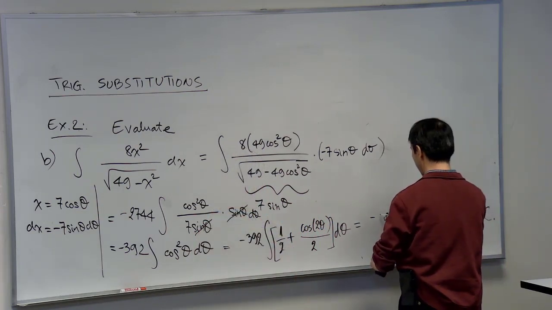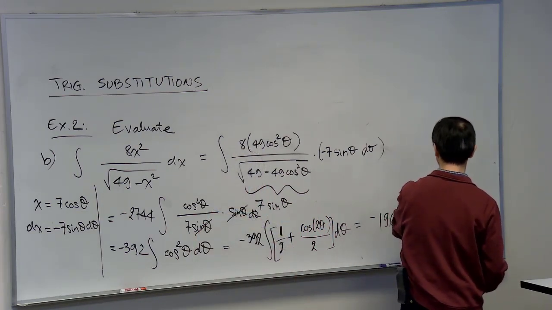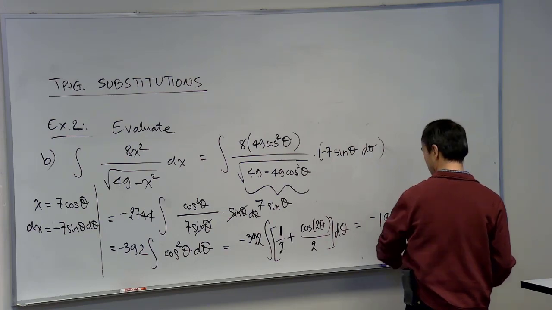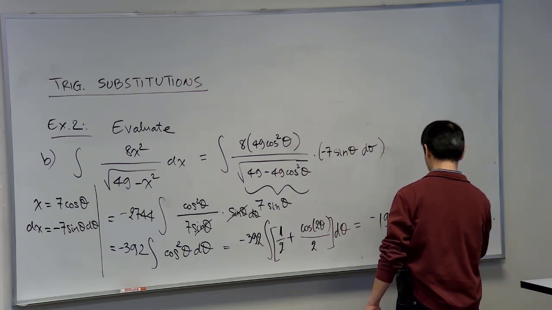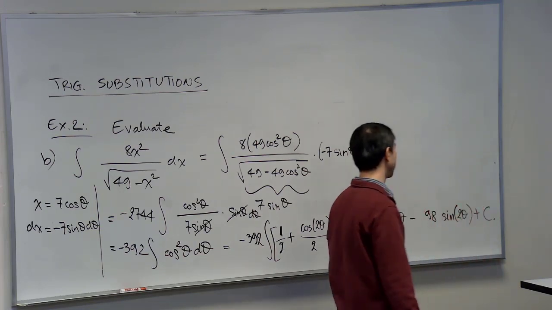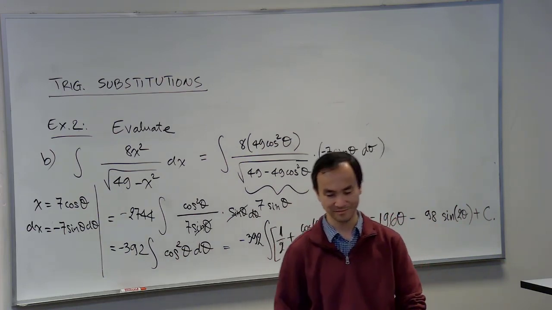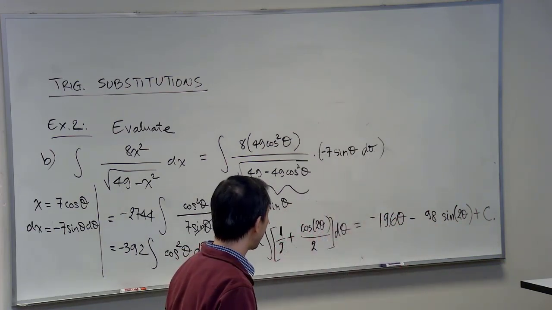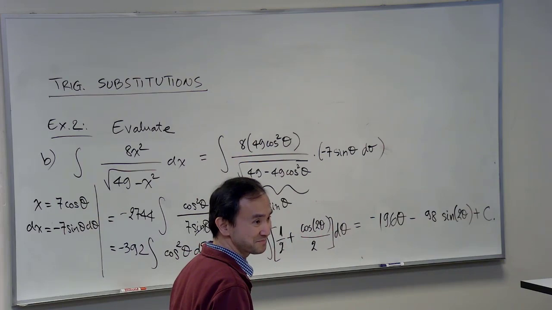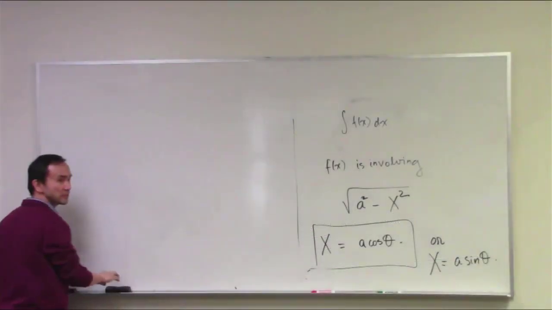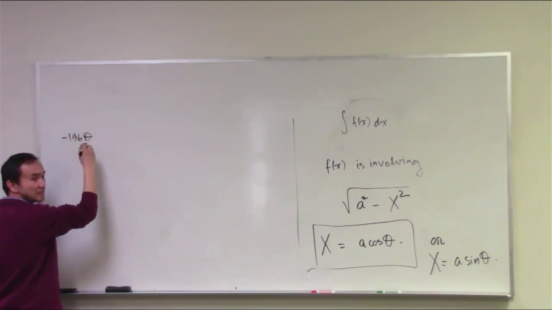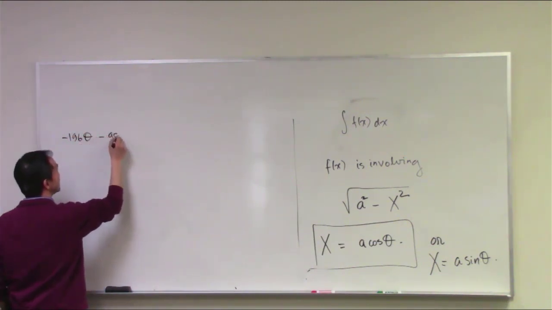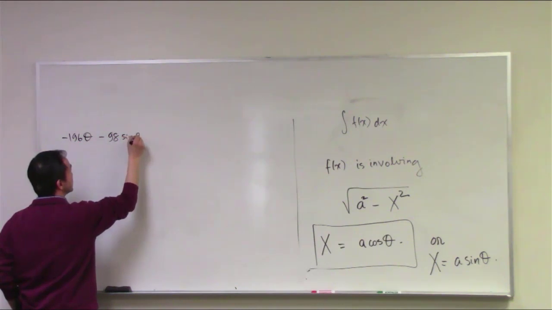Negative 196. Yeah, now 196 right here. And 196 divided by 2 with that gives me 98. Yeah. Okay. Now we're going to need to bring back our original variables, right? This is how far we've gotten. We got minus 196 theta, and then minus 98 sine of 2 theta.